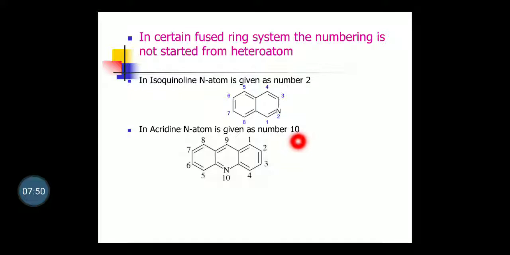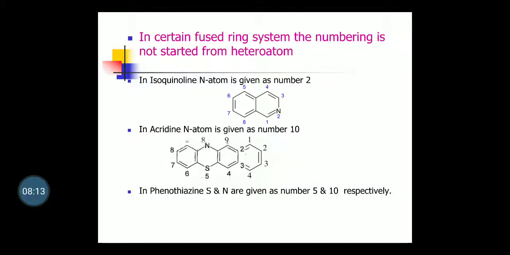So in this case we are starting with the homocyclic ring instead of the heterocyclic, and we are completely skipping the heterocyclic ring; the numbering of the heterocyclic ring is given at the last. So we skip directly to the next homocyclic ring, 5, 6, 7, 8, 9, 10, and the nitrogen gets the 10 position. So this is again another example, acridine, which does not follow the rule, one of the exceptional cases.